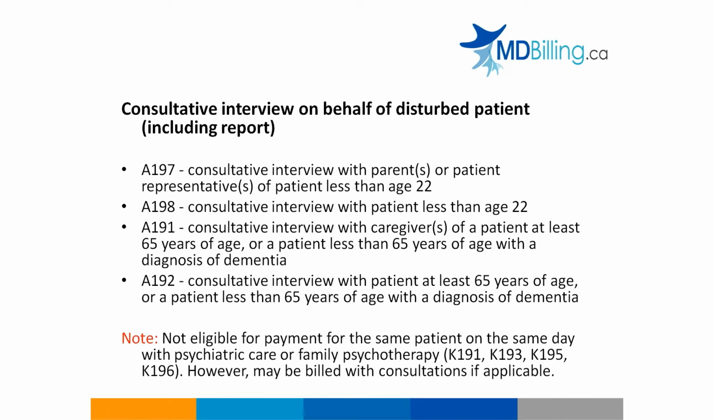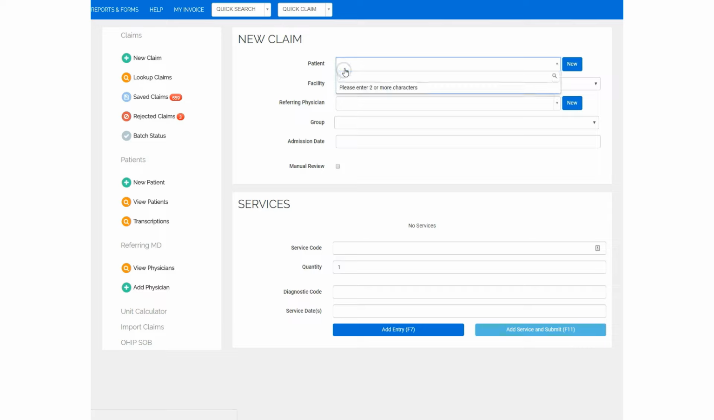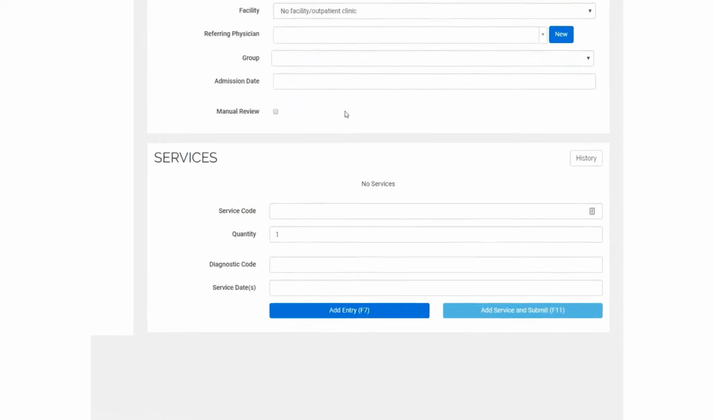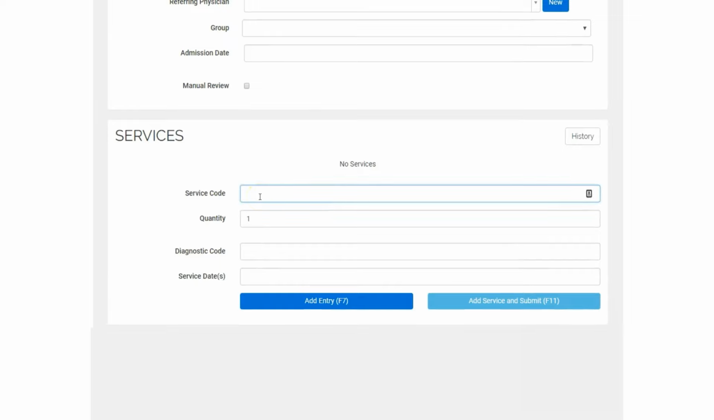Please be aware that these codes cannot be billed with a family psychiatric care or family psychotherapy for the same patient on the same day. But these codes may be billed with consultations if you have spent time with the patient as well. For example, you conduct a consultative interview with a caregiver of a patient who is 68 years old. You can bill A191 and A192 for the patient.